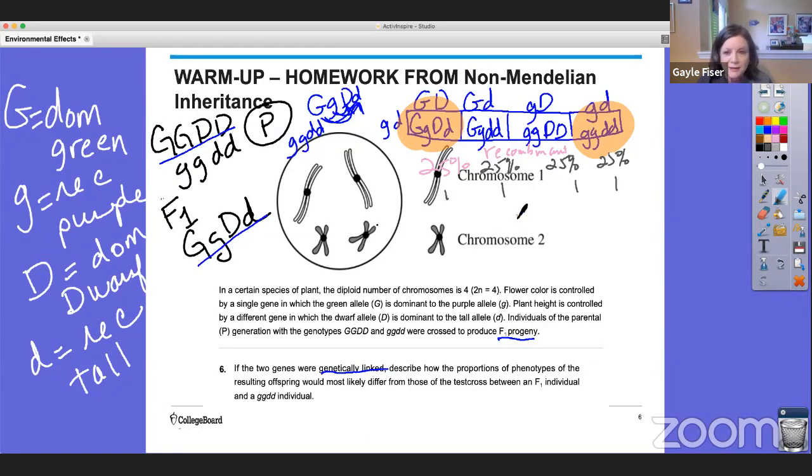So how would genetically linked genes look? I'll give you just a moment to think about it before I tell you, and then we'll look at the scoring guideline. And give me a moment to get my clock together.